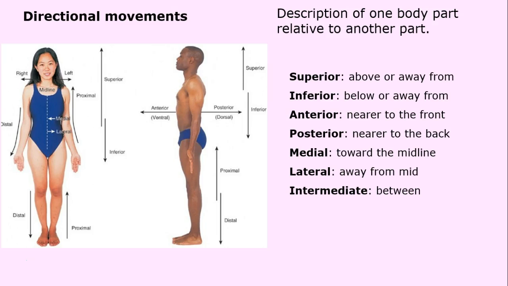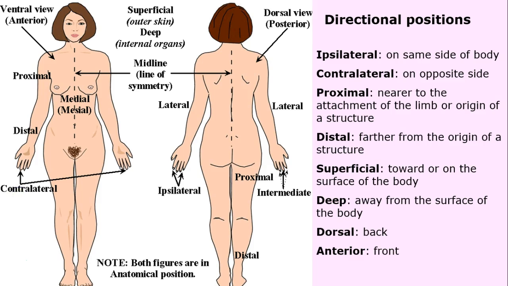Anterior means the front, or at least nearer to the front. Posterior, the back. Medial, the midline. Lateral, away from the mid. And intermediate, in between. And these words, I'll be using them again and again. So you'll have a chance to get comfortable with them. Directional, we're still kind of in this position idea. Ipsilateral, on the same side of the body. In this case, the fingers, ipsilateral. Contralateral, opposite sides.